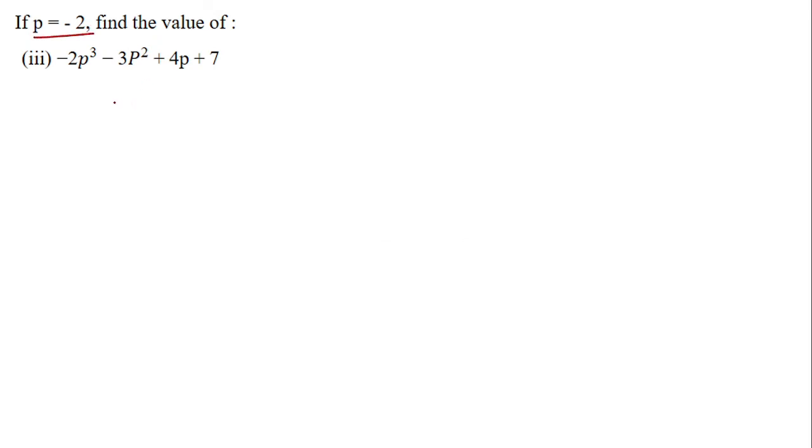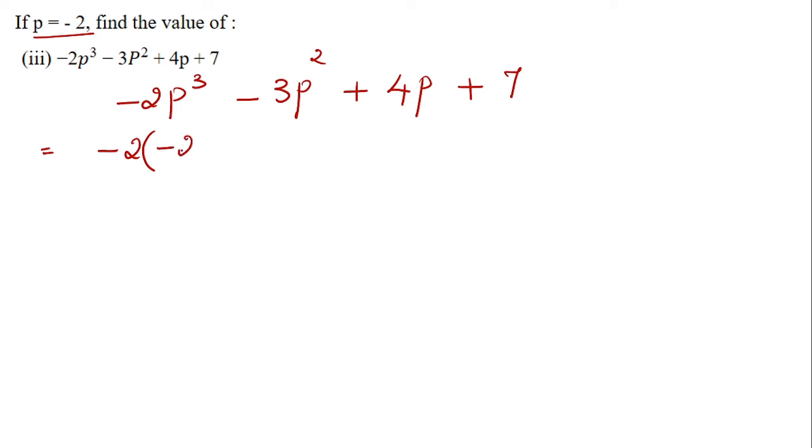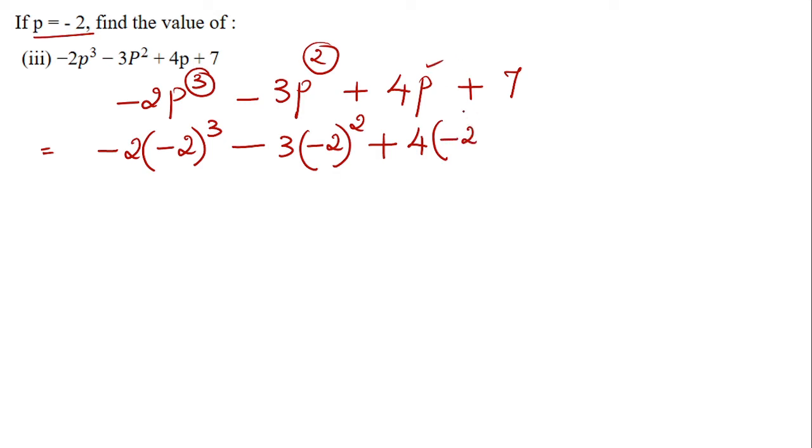P is equal to minus 2. So we have minus 2 p to the power 3 minus 3 p to the power 2 plus 4p plus 7. So that's equal to minus 2 into value of p is minus 2. We have to the power 3, right? So to the power 3 minus 3 into value of p is minus 2. And here we have to the power 2 plus 4 into minus 2. We're talking about this plus 7.